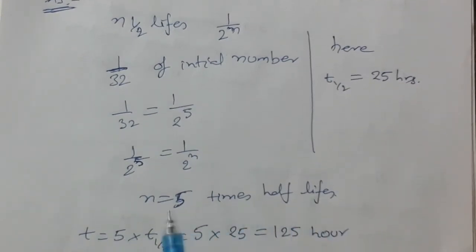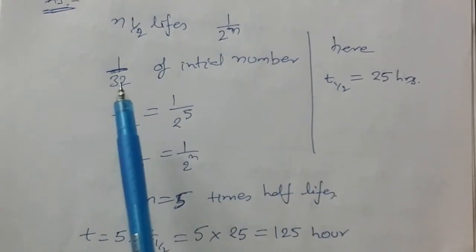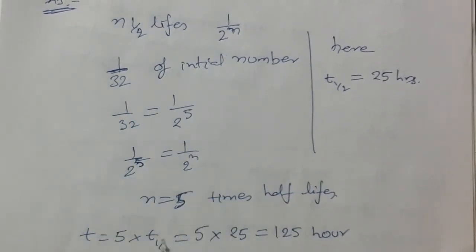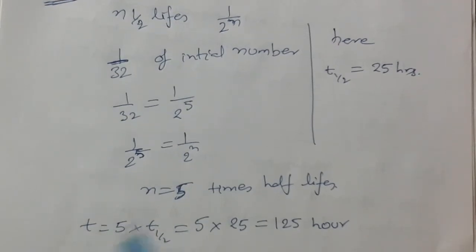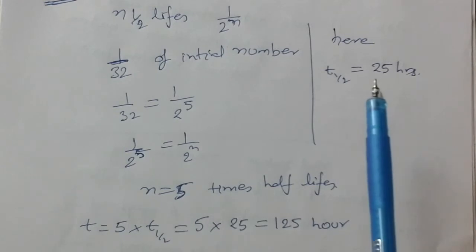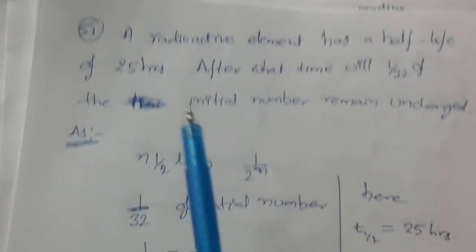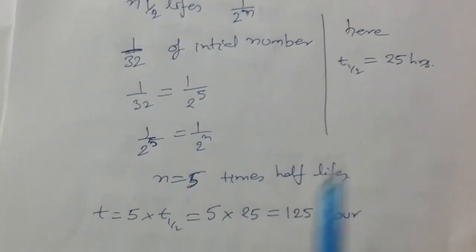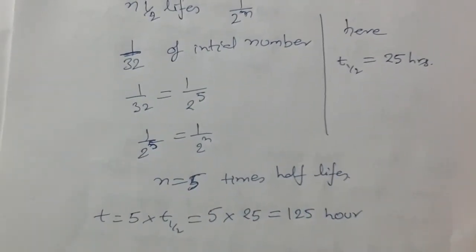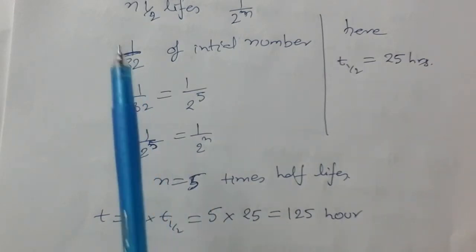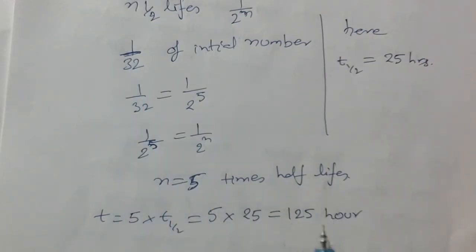This many half-lives must be completed, then only we can get 1/32 of the initial number. So the total time taken for this many half-lives, you have to calculate. So 5 times T half-life. T half-life is already given as 25 hours, you can see in the problem also. So 5 into 25 hours, if you do it, the total time taken for the number to fall to 1/32 is 125 hours.